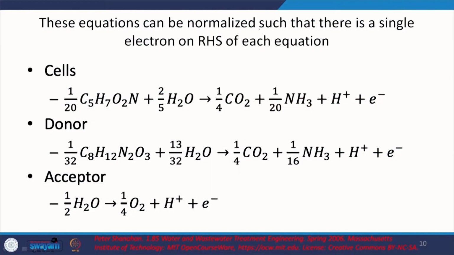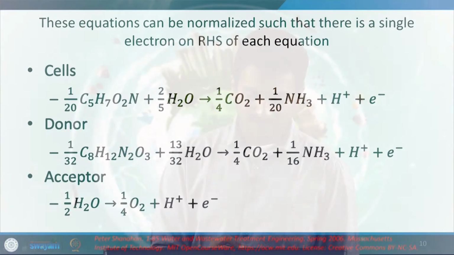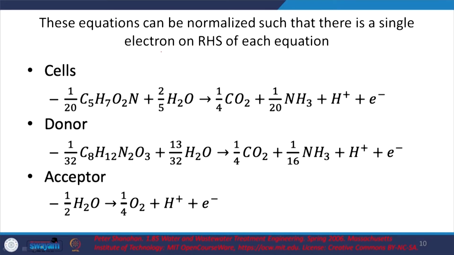Okay, so I skipped one other aspect. If I club these reactions such that there is one electron on the right hand side of each equation, then for the cells you have this, for the donor you have this, and the terminal electron acceptor is going to look something like this. But again, we do not need to go into this detail here.